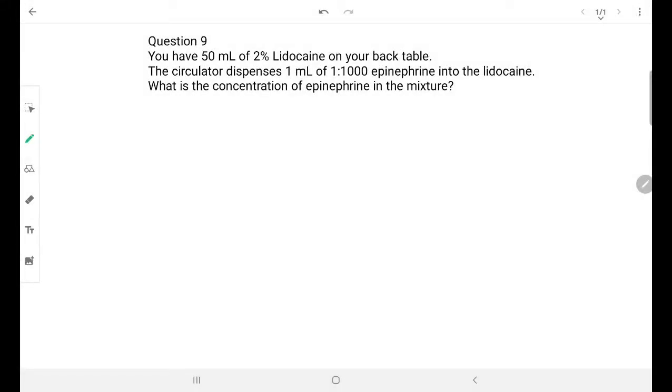All right. Math question 9. Thank goodness we're getting to the end of these, right? So C1 times V1 equals C2 times V2.